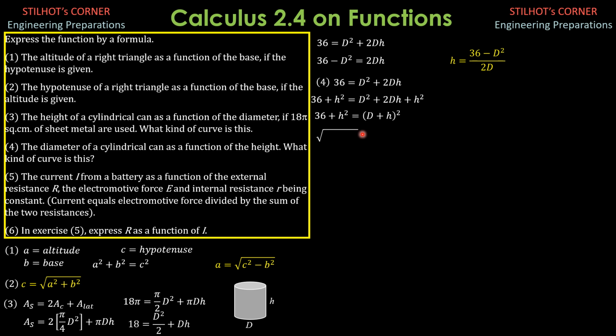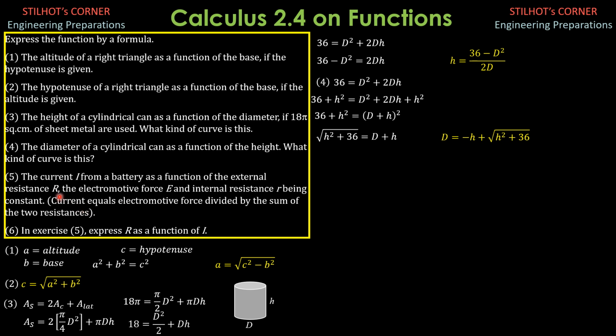Then we extract the square root. Square root of h square plus 36 equals d plus h. So from here, the diameter can now be expressed in terms of h. If we transpose this to the left, diameter is negative h plus square root of h square plus 36. So that would be the expression, the formula for the diameter in terms of the altitude.